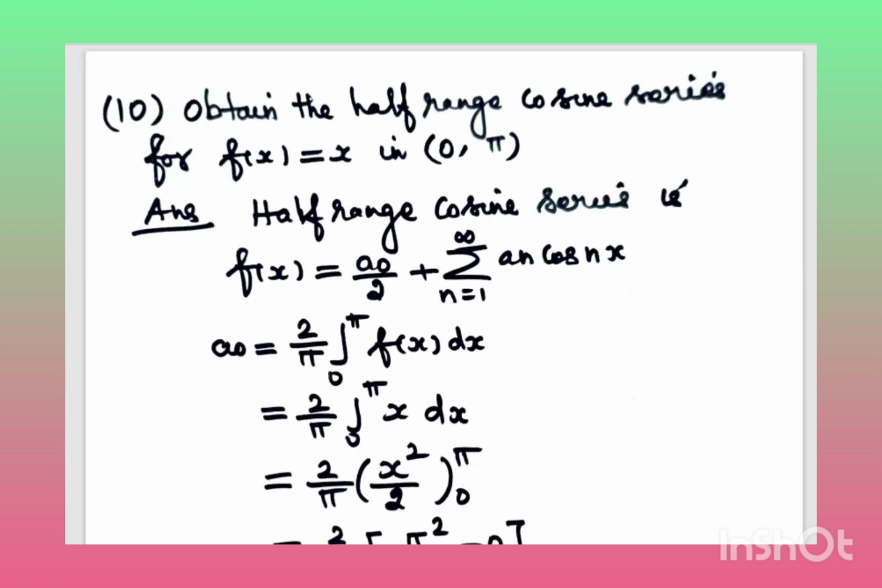Today, I'm going to explain half-range cosine series for f of x is equal to x. In the previous video, the 9th sum, I explained half-range sine series for f of x is equal to x. The function x I have solved for half-range cosine series as well as half-range sine series. In the 9th video, I solved the half-range sine series. In the 10th video, the half-range cosine series for the same f of x is equal to x.